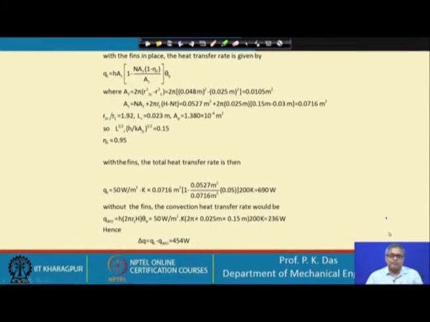So, now it is simple calculation, even without my intervention you can understand what are the calculations, that with the fins in place the heat transfer rate is given by, so, this is the heat transfer rate that is given by your fins, and where the AT is the total area, and then there are certain calculations which has been done here.